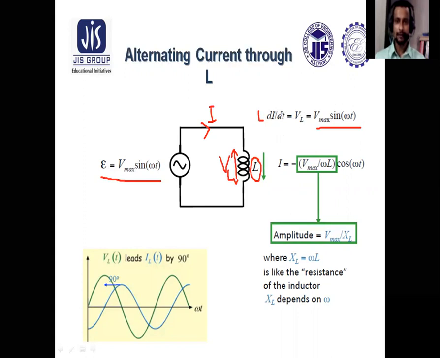From this, by integrating both sides, it's a simple integration, we'll get I equals minus of Vmax by omega L cos omega t. So from this, what can we write? This minus of Vmax by omega L cos omega t can be written with Vmax by omega L here, and this cosine term can be written like this.